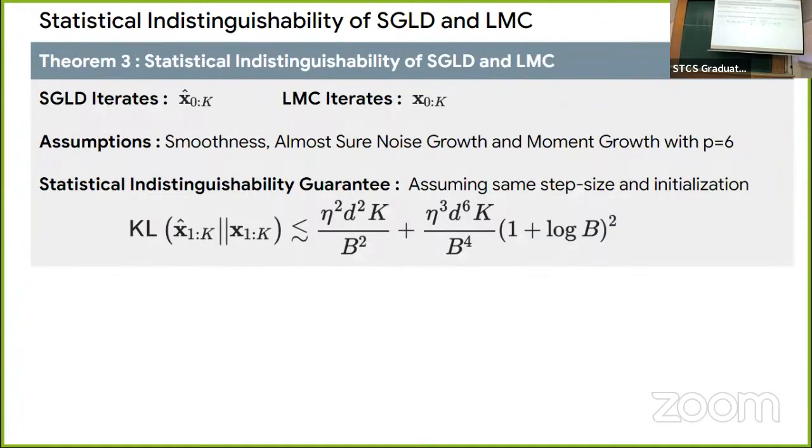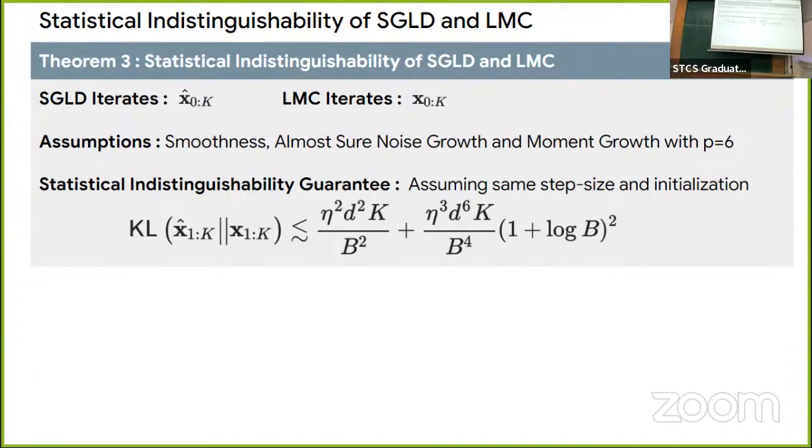Okay, so let's state the first theorem: statistical indistinguishability of SGLD and LMC. Let's say the SGLD iterates are x hat 0 to x hat k, and the LMC iterates are x0 to xk. Under the assumptions of smoothness, almost sure noise growth, and the moment condition with p equals 6, that is, there are up to 6 moments of the SGLD iterates, we can show that the KL divergence between x hat 1 to k and x1 to k is at most eta square d square k over b square plus eta cube d to the 6 k over b to the 4. So what's b?